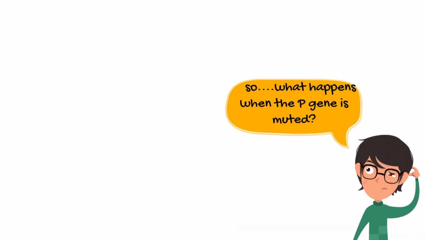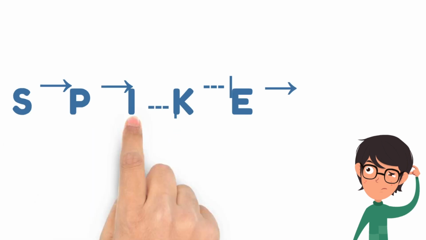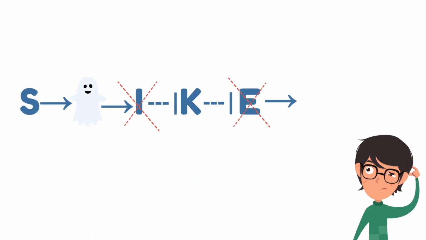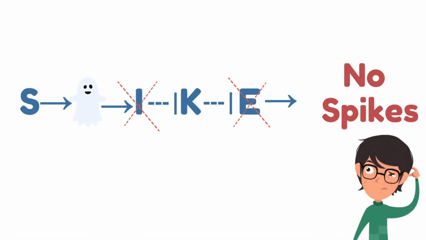So what if P was muted? If P is muted, then I will not be able to inhibit the K, so the K will inhibit the E. And since E is not there to stimulate spikes because it's inhibited, spikes will not form.